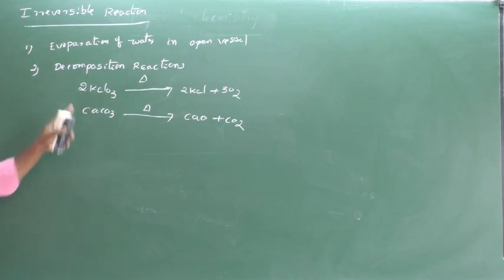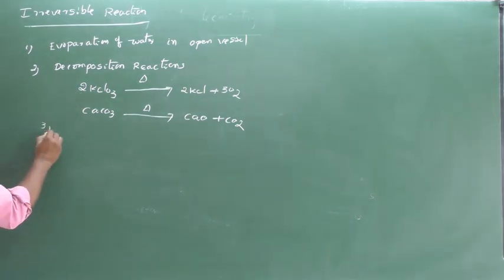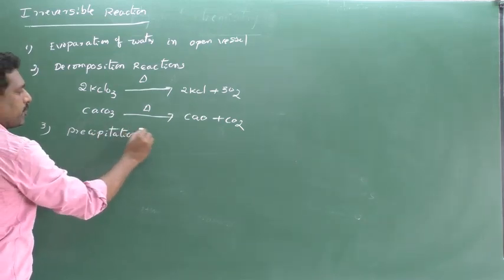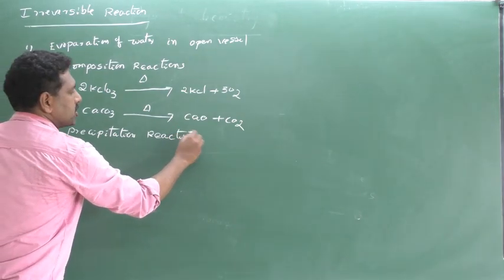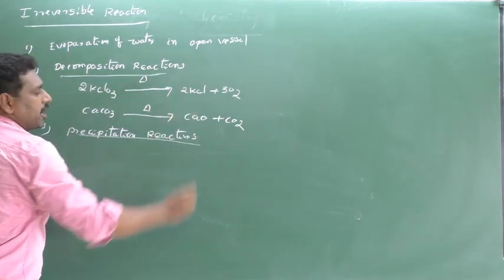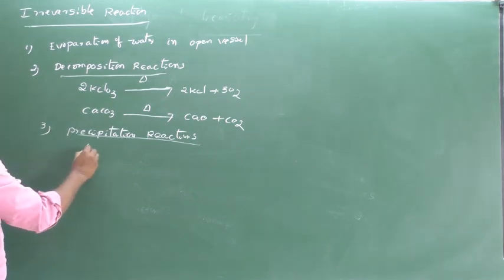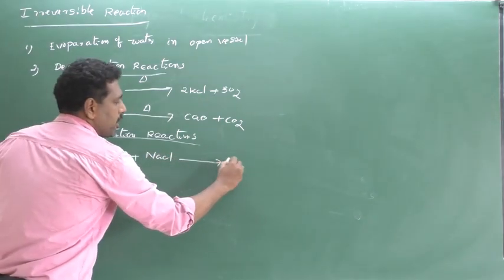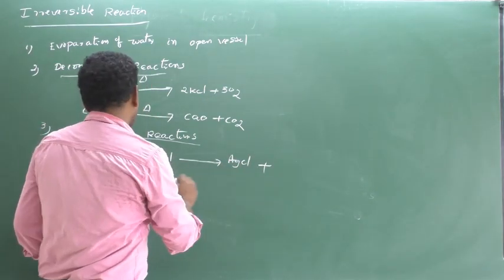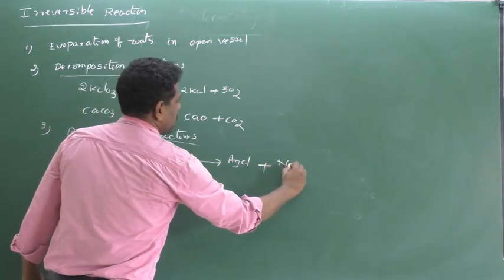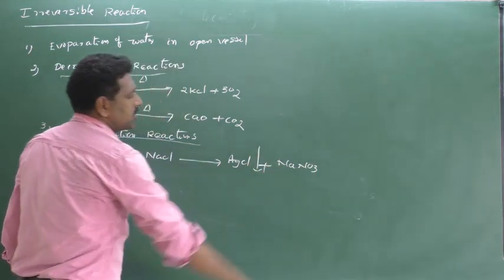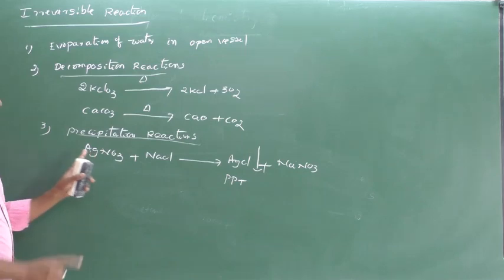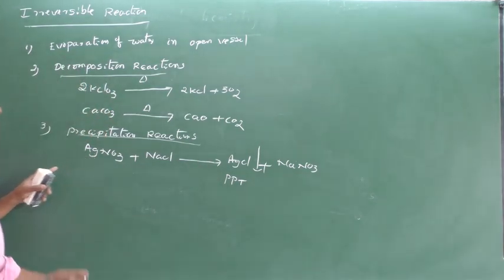These two are examples of decomposition reactions. And also precipitation reactions are examples of irreversible reactions. Precipitation reaction example: silver nitrate on reacting with sodium chloride forms silver chloride plus sodium nitrate. This is a PPT, precipitate reaction. From this precipitate it is impossible to prepare the reactants. Therefore, it is a single direction reaction.